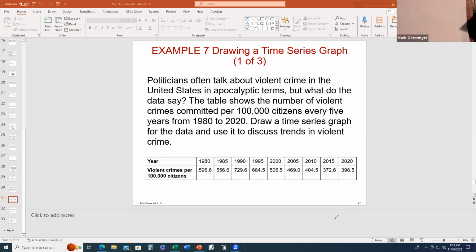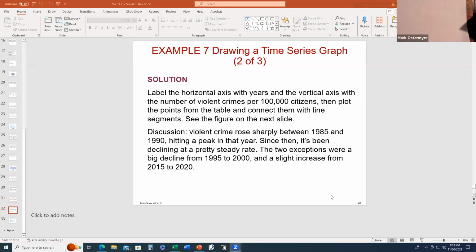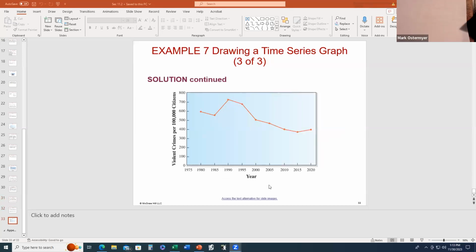So let's see if we can make a time series plot for this data here. The horizontal axis will represent the year. Notice they have the years evenly spaced. The vertical axis represents the number of violent crimes per 100,000 citizens.